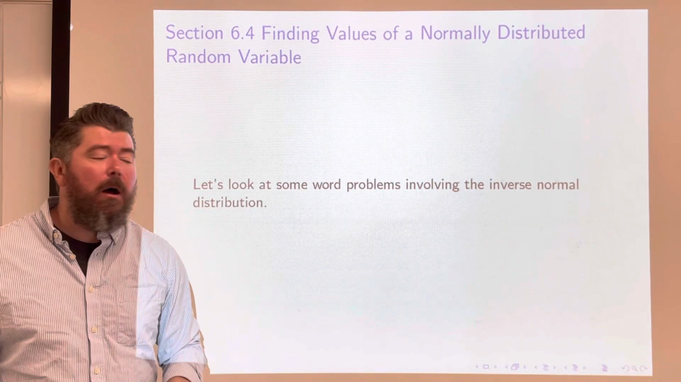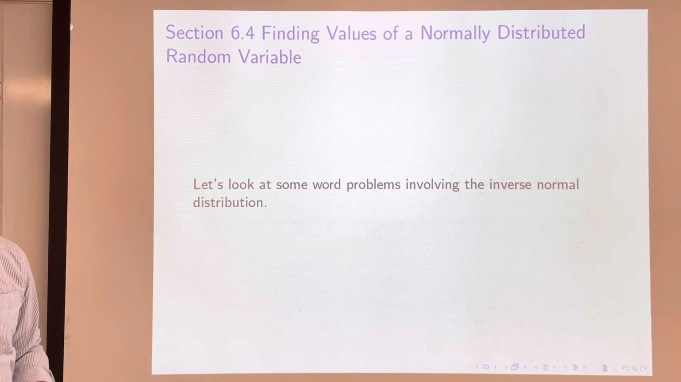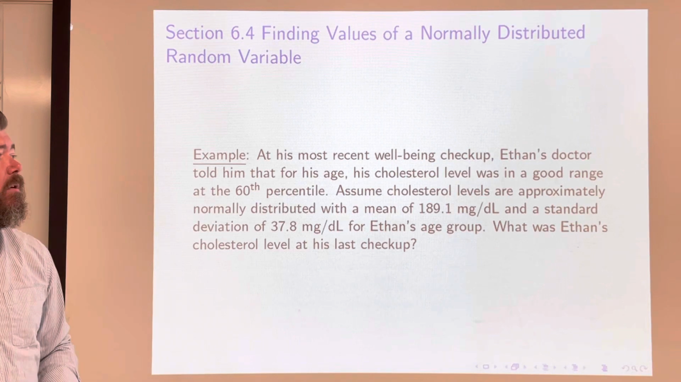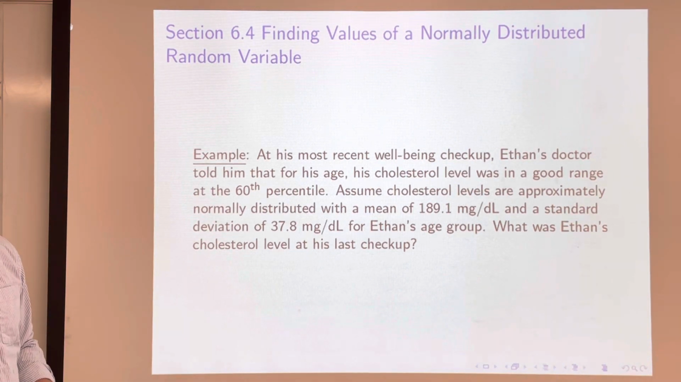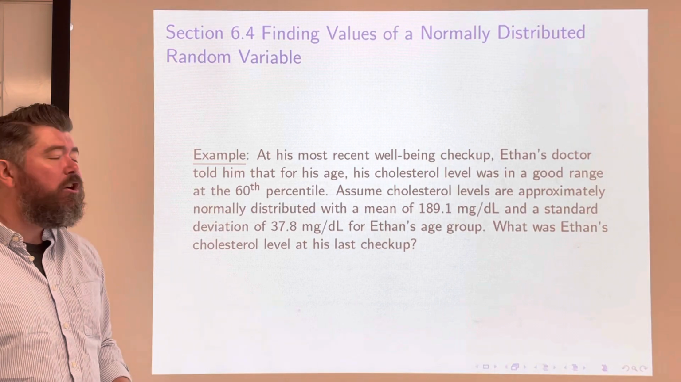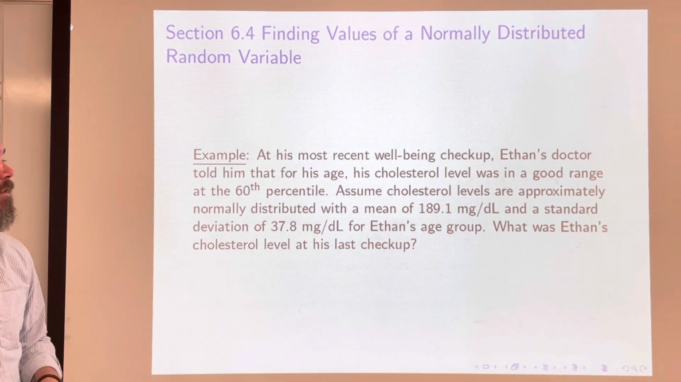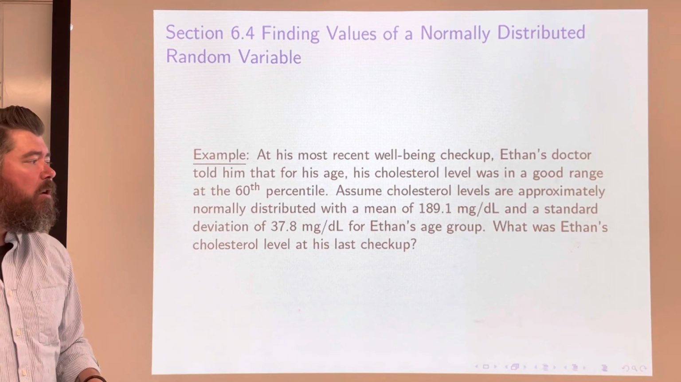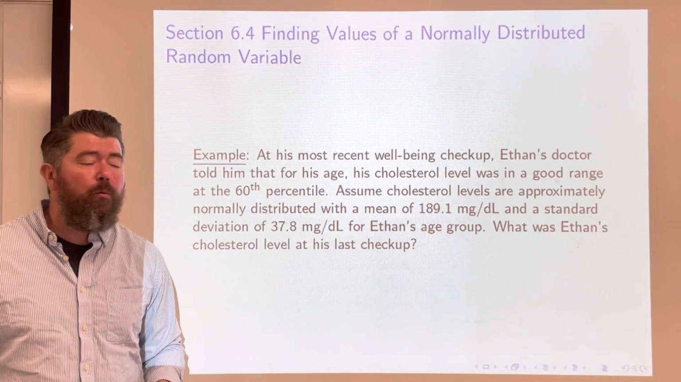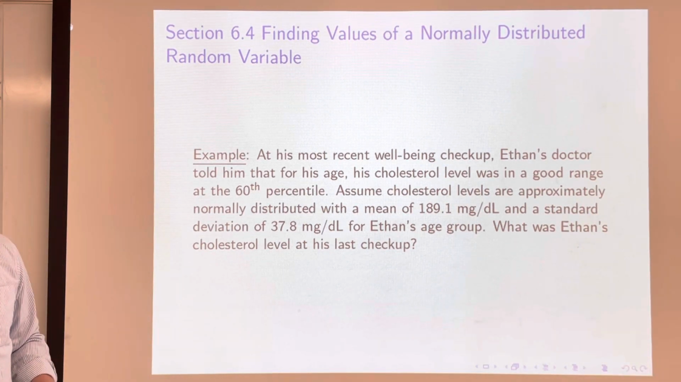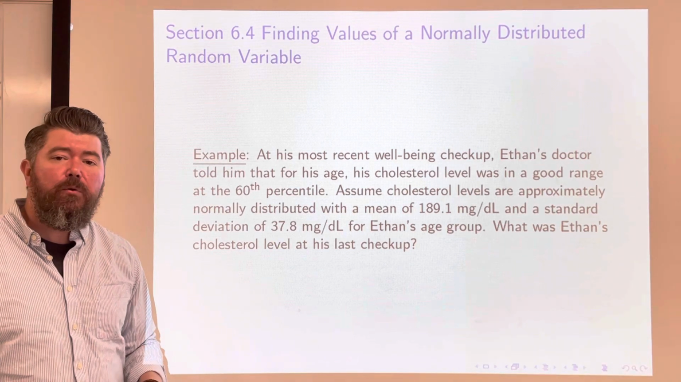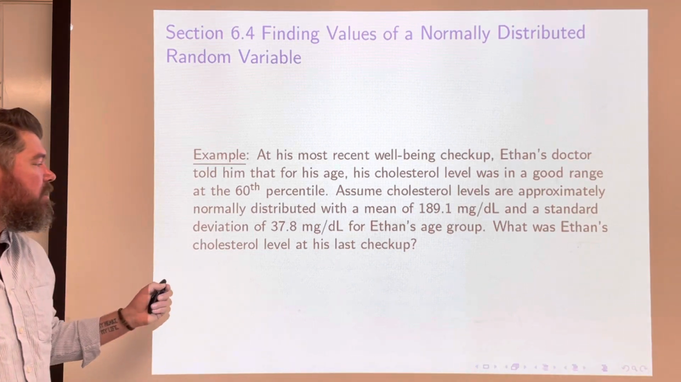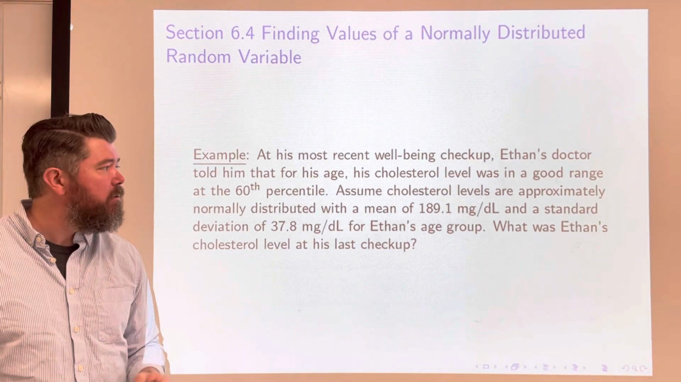Let's look at some word problems involving the inverse normal distribution. At his most recent well-being checkup, Ethan's doctor told him that for his age, his cholesterol level was in a good range at the 60th percentile. Assume cholesterol levels are approximately normally distributed with a mean of 189.1 milligrams per deciliter and a standard deviation of 37.8 milligrams per deciliter for Ethan's age group. What was Ethan's cholesterol level at his last checkup?